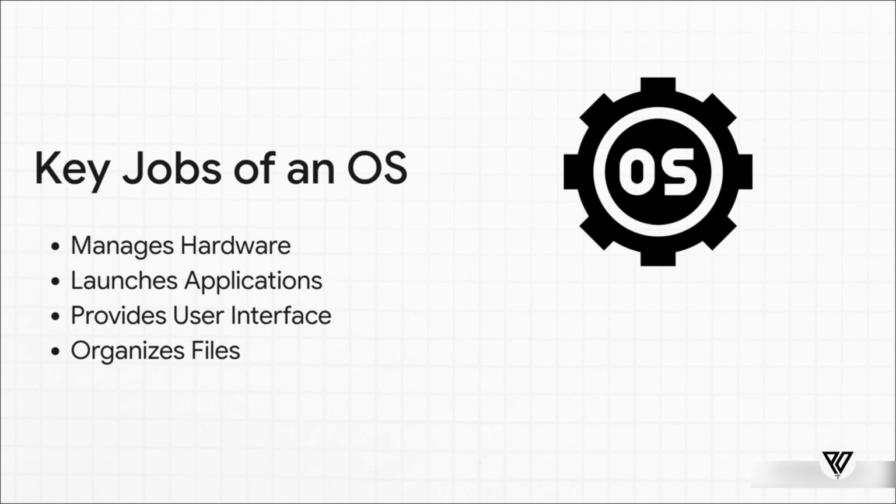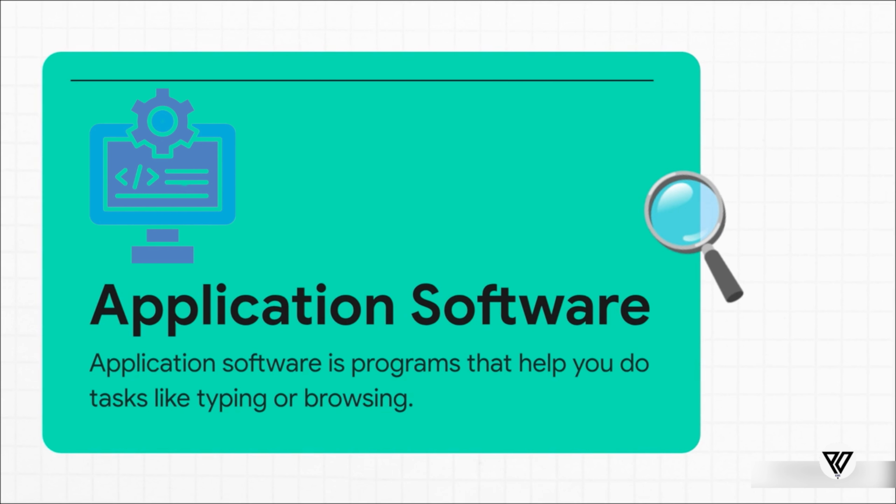So what does the OS actually do all day? Well, it's the ultimate multitasker. It manages the CPU and memory, making sure everything gets the resources it needs. It's the thing that actually launches your apps. It gives you the visual interface, your desktop, your icons, your windows, and it keeps all your data organized in that familiar files and folders system we all use. Now, sitting right on top of that OS is the application software.